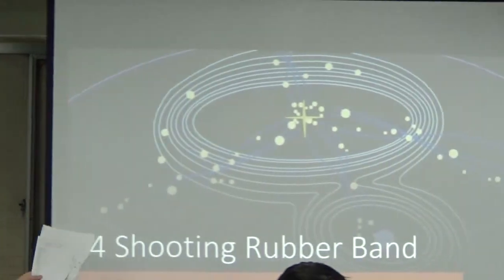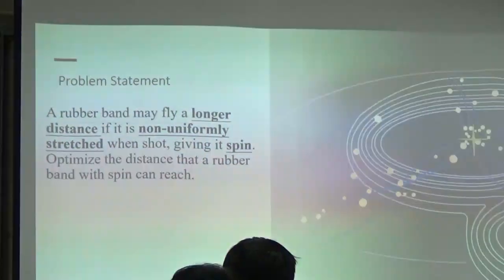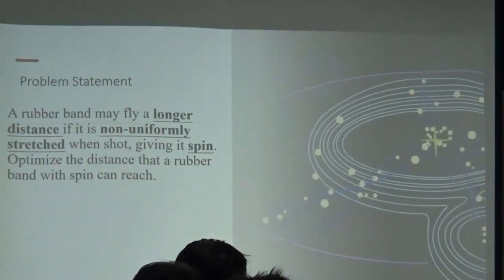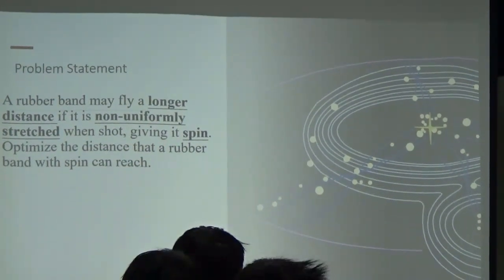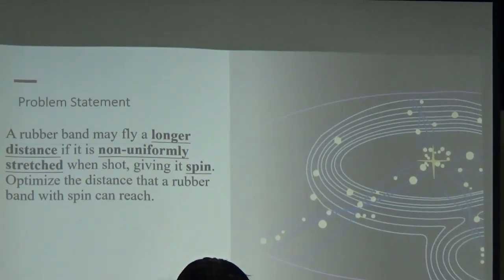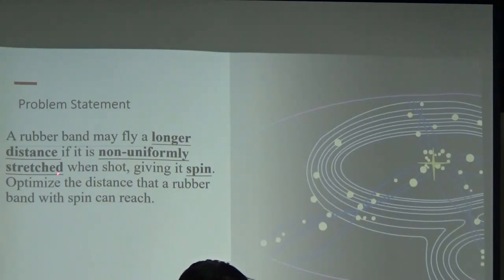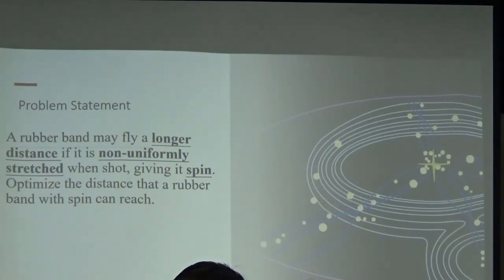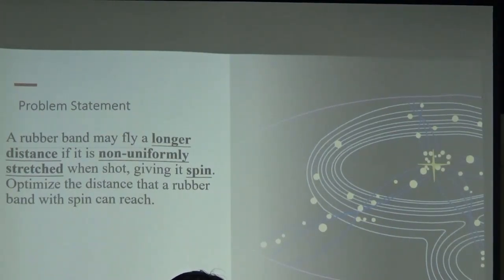Reporting on problem number 4, shooting rubber band. Here is the problem statement. I think the most important parts of the problem statement are the spin of the rubber band and the non-uniform stretching. Although the reporter has talked about the non-uniform stretching, the reporter didn't consider much the spinning of the rubber band and the angular velocity that the band might reach.